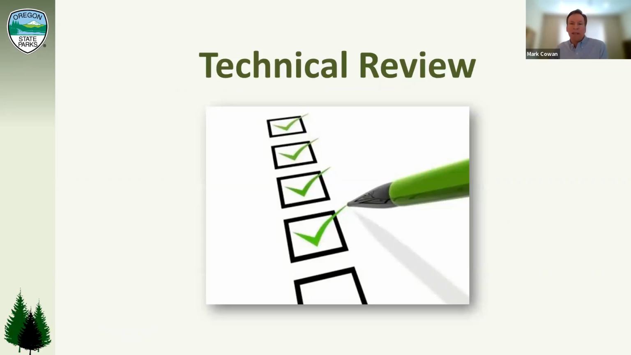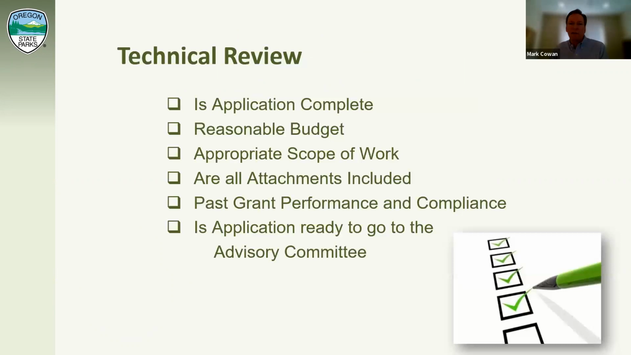Okay, so you get your application pretty well done and ready to go. You submit it, and it comes to us, and we start in on what we refer to as a technical review. We look to make sure the application is complete. We look at the budget for all the reasons that I just described to you. We look at the scope of work to see whether it looks like a doable project. You've got all the right high points listed. You have all the attachments included. We do look at past grant performance and compliance, to make sure that everything's up to speed and you're current.